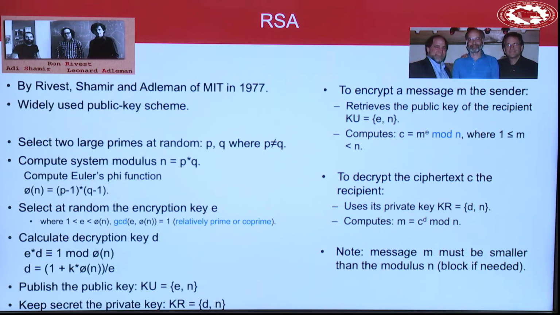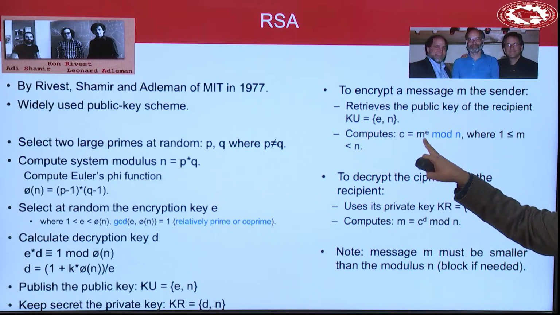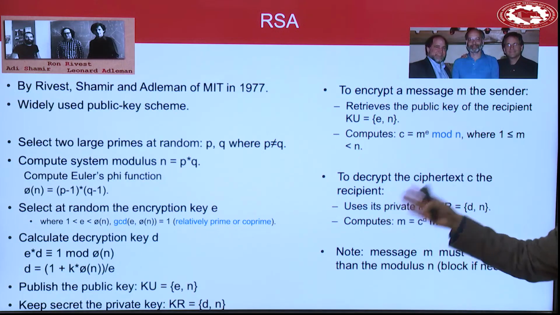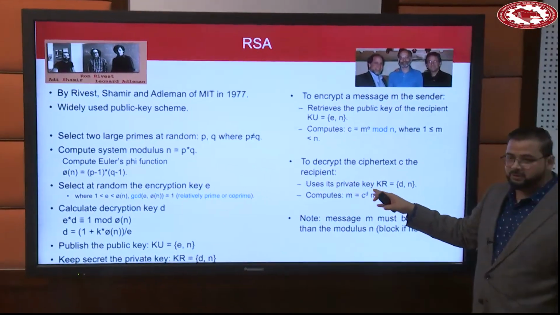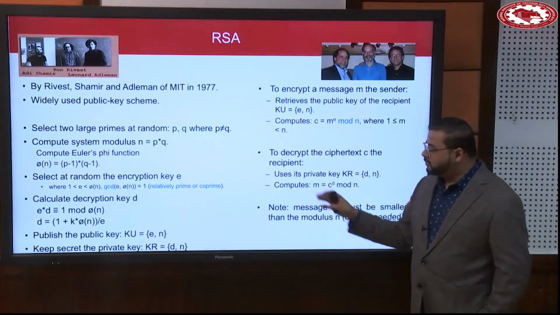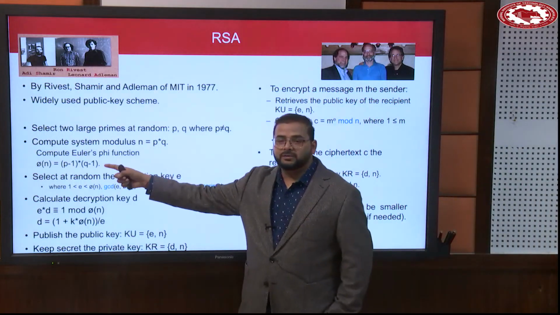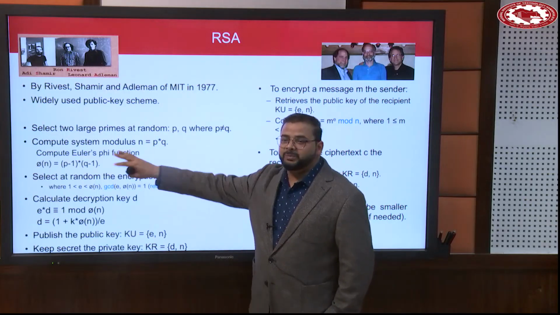If you know the public key E and n, you know the message M to the power E mod n, so you can compute the ciphertext. If you know the ciphertext, you can compute C to the power D mod n. Easy to go. But how can you crack it? You need to know phi n. What I'm doing is computing phi n and keeping it secret.